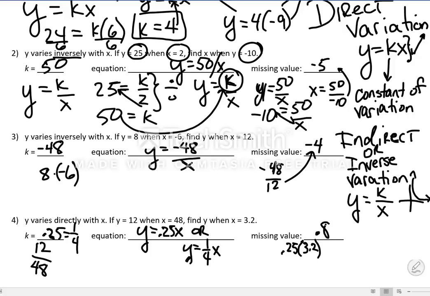Okay, so that is the introduction to basically direct and inverse variation. The equations, y equals kx, and then y equals k over x for indirect, and then writing your equation, finding the missing value, and then finding your constant of variation.